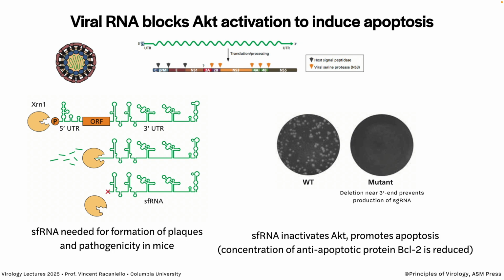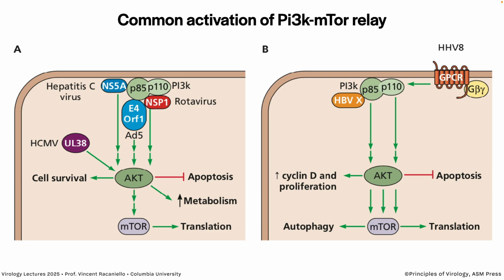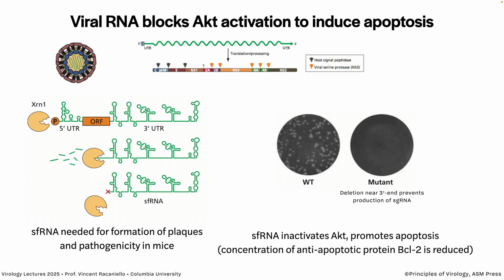That sfRNA inactivates AKT. Let me remind you, AKT normally inhibits apoptosis. So if you inactivate AKT, you're going to turn on apoptosis. So this small flavi-RNA inactivates AKT and induces apoptosis. And this sfRNA is needed to make plaques, and it's needed for pathogenicity in mice. So here's the wild-type virus. It makes nice plaques on a monolayer of cells. If you make a deletion near the 3' end that prevents the production of sfRNA, you don't get any plaques.